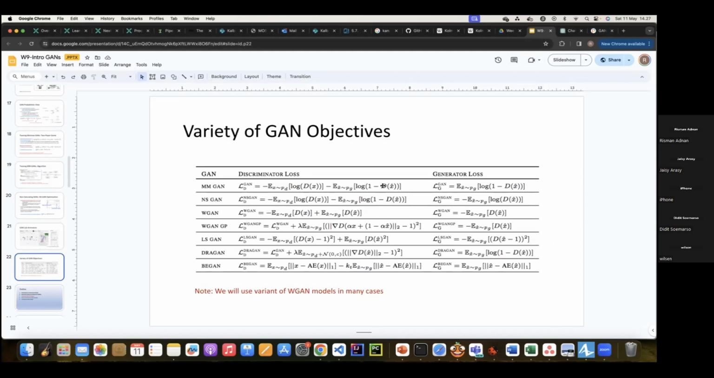And after the NSGAN paper, there are a lot of GANs, yeah? What they do initially is change the discriminator loss definition and generator loss definition, with many definitions coming from many theorems in mathematics. Okay? Like the first one, MMGAN, and then becoming NSGAN, they just change 1 minus d to minus log d. The second one, Wasserstein GAN, we will learn next week. Okay? And many more. This is just a snapshot.